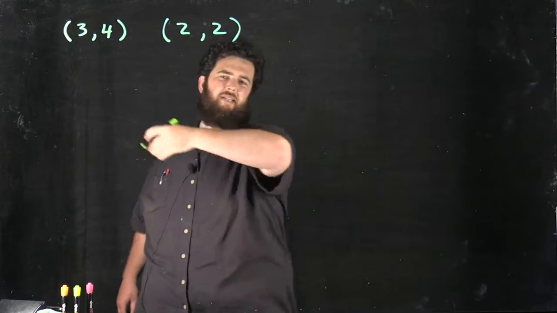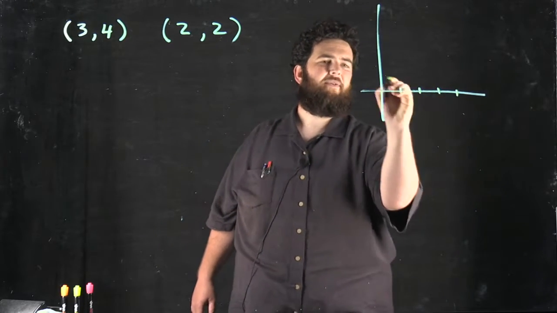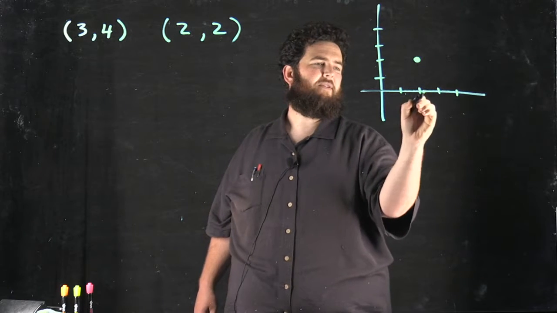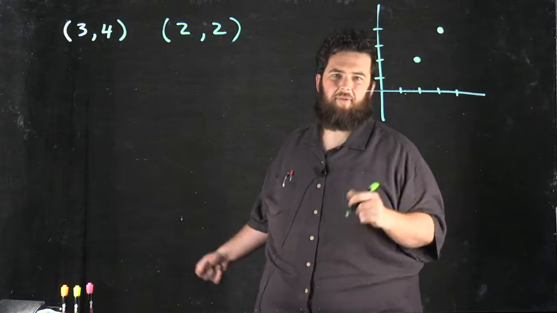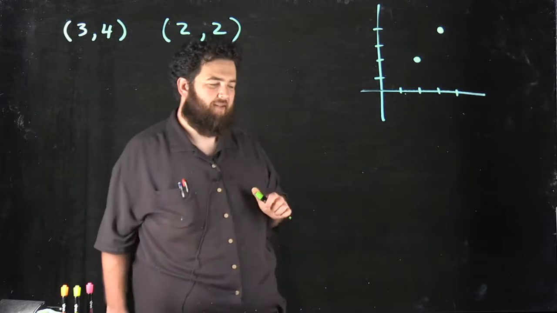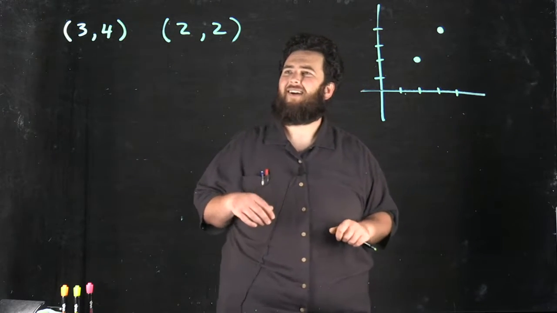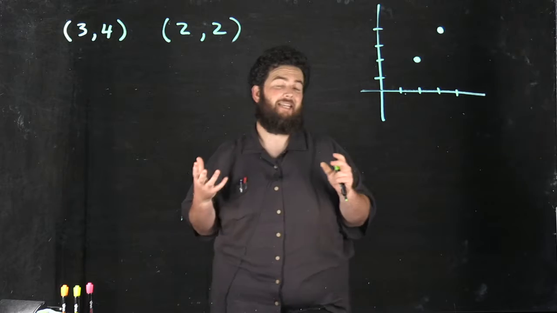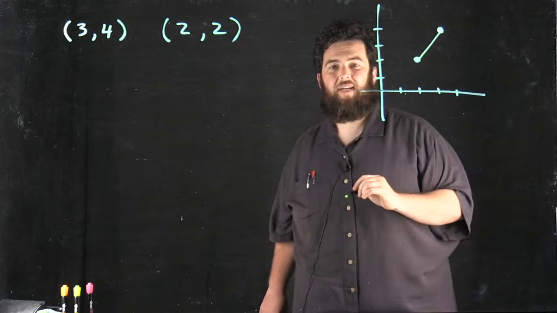Now, we know these points exist on the Cartesian plane, right? We could graph them real quick. (2, 2) is right here, and (3, 4) is right here. And, well, there's 2 points in space. We're talking about lines, I like that. You may have heard something along the lines of, all you need to define a line is 2 points. That's it. You have 2 points in space, I can tell you the equation of the line that's between them.